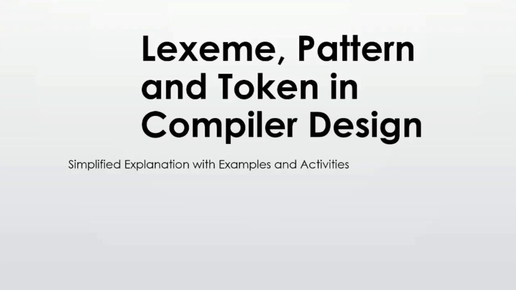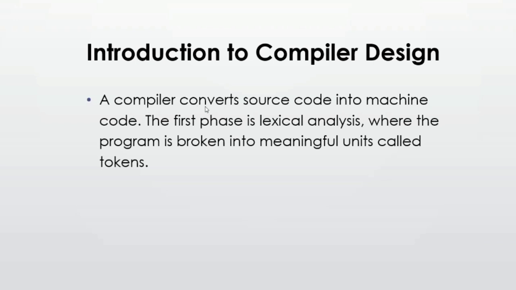We will be discussing the topic of lexeme, pattern, and token in compiler design. A compiler converts source code into machine code. In compiler design, lexical analysis is the first phase of compilation, where the source code is converted into a meaningful sequence of characters known as tokens. To understand this process, we need to define three key terms: lexeme, pattern, and token, where the program is broken into meaningful units called tokens, the smallest unit in the program. We will see them one by one: lexeme, pattern, and token.